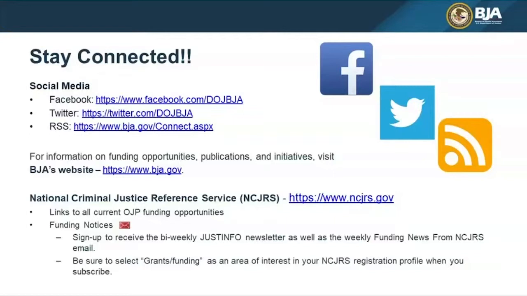I would like the URL for the electronic budget worksheet. Go ahead, Janelle. You can locate the budget detail worksheet on the OJP Funding Resource Center website. That website is www.ojp.gov/funding, and from there you'll see that the budget detail worksheet is listed under the applicant resource section.